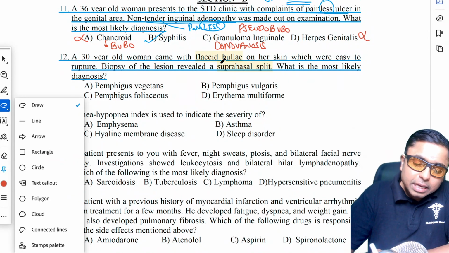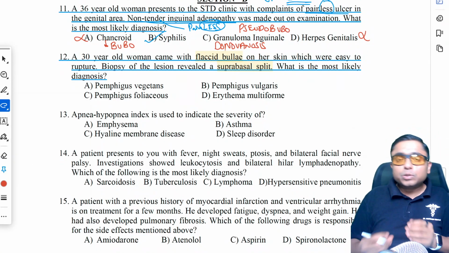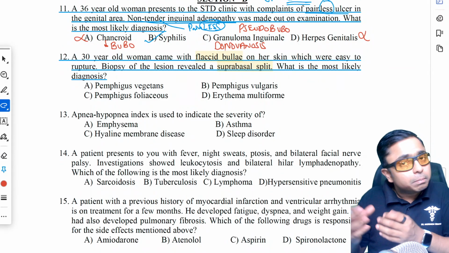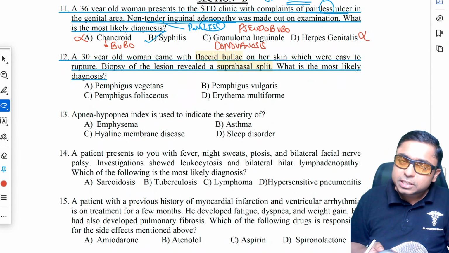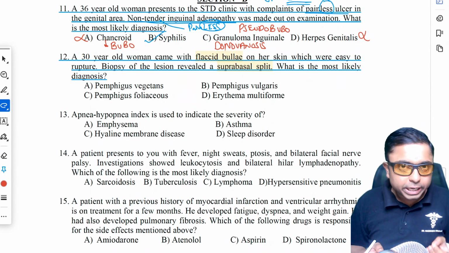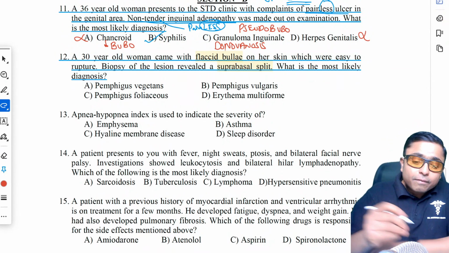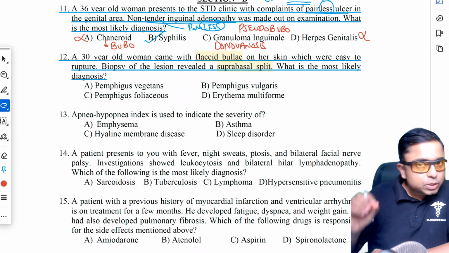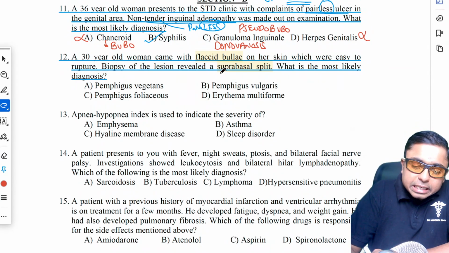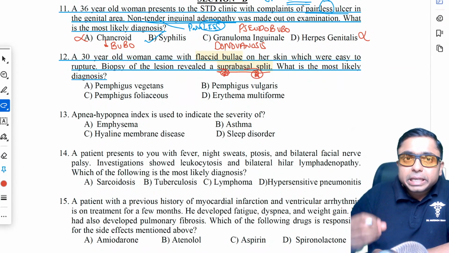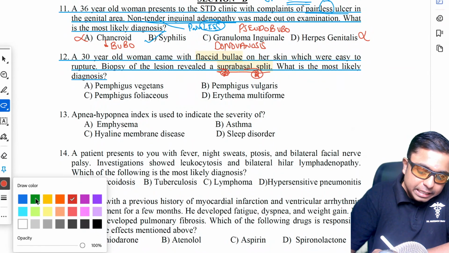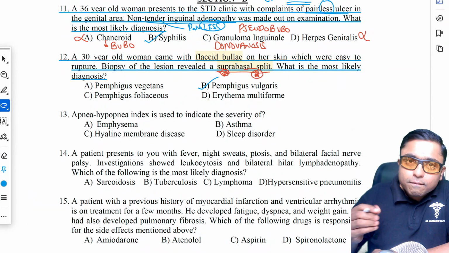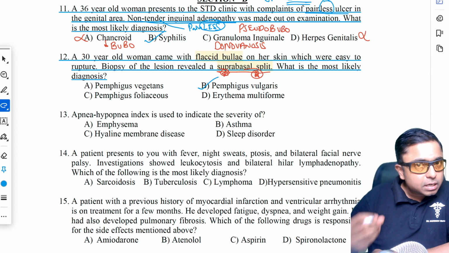So remember students, flaccid bullae can be seen in the disorders which are intraepidermal blistering disorders, which could be the pemphigus group, in which we have pemphigus vulgaris, which is the most common variant, and also pemphigus foliaceus, and also pemphigus vegetans, which is a very rare variant of pemphigus vulgaris. So how to differentiate? That is the reason why this clue is given. Suprabasal split. Remember students, suprabasal split is very characteristically seen in pemphigus vulgaris. So option B is the correct answer here.